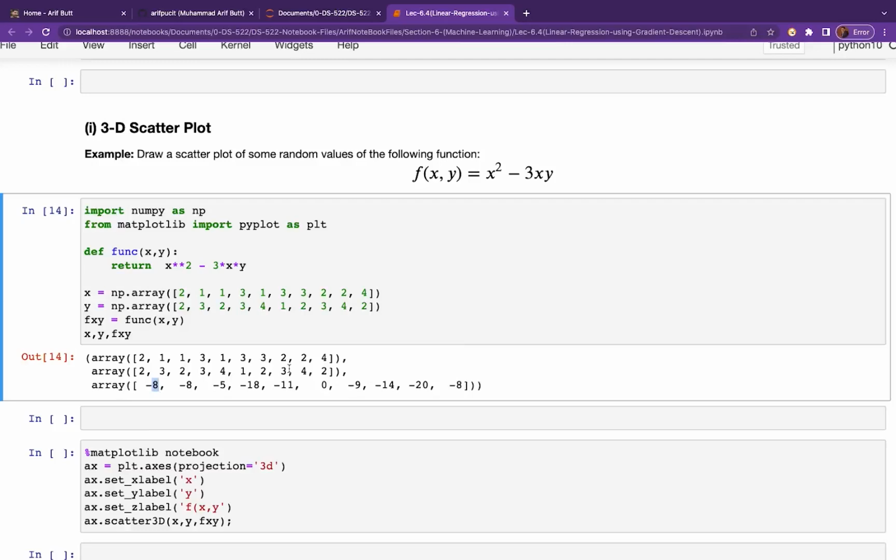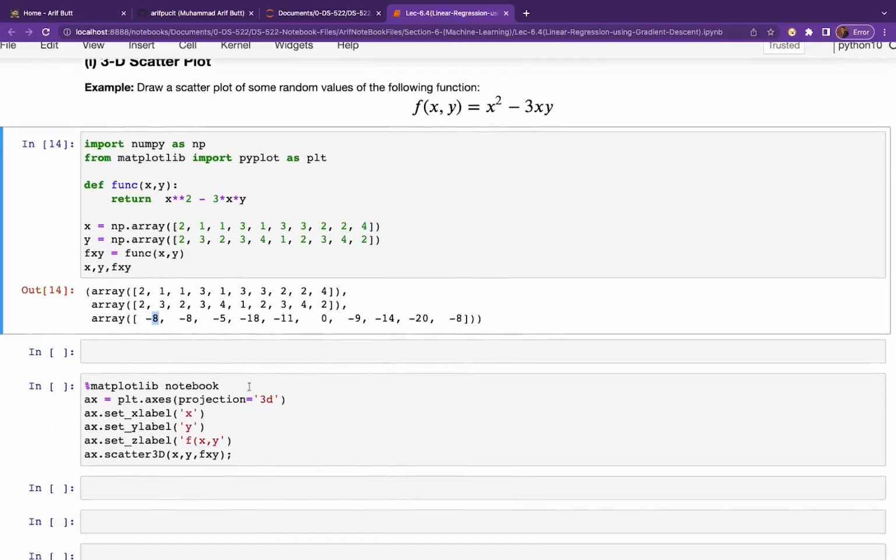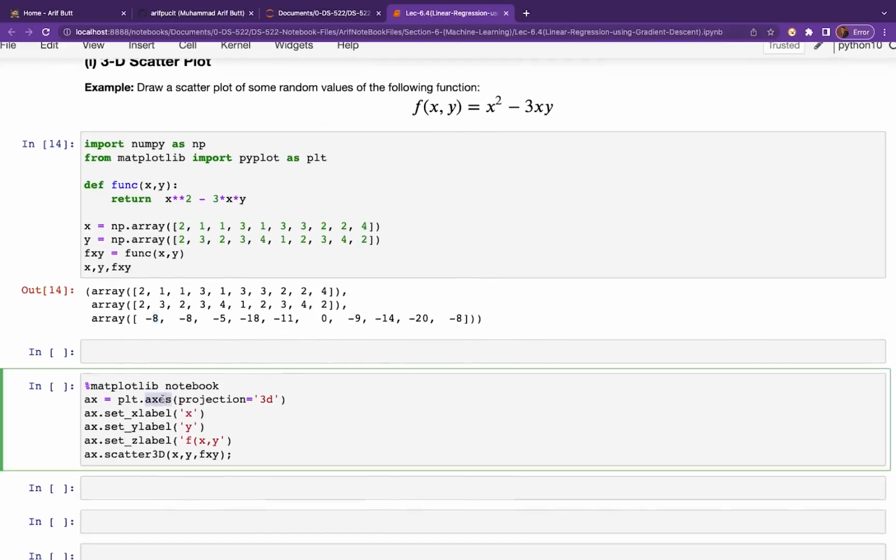Well, in order to plot a 3D axis object, I'm using the axis method of the PyPlot module and passing it projection argument as 3D. The default is 2D, which is actually the type of the coordinate system. Well, after that, these three lines, I'm labeling the x, y, and the z axis. And finally, over here, I'm using the scatter 3D function and passing it the three arrays.